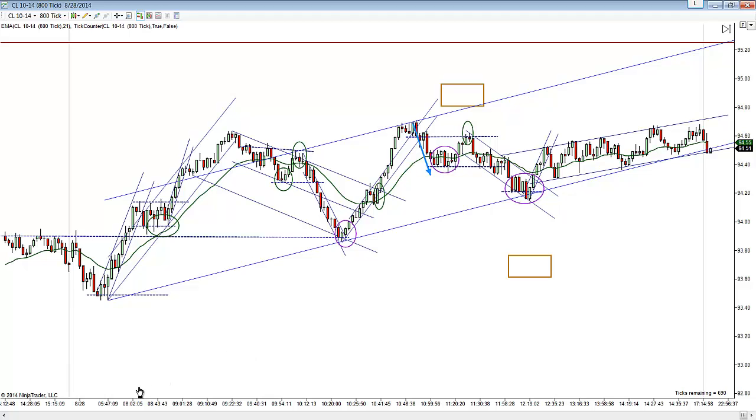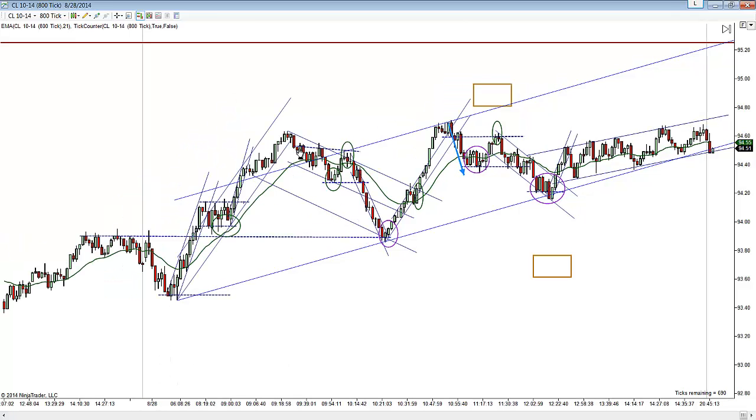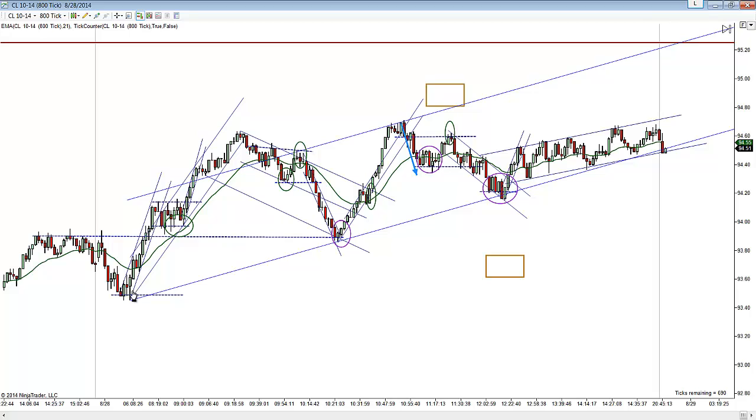Well, we started out as kind of an up day, and the overnight low was 93.45. Overnight high was 94.14, and this was just before the open. We went into this tight trading range, and I was doing a bit of a live session, answering some questions and doing some other things, and I missed this opening right here.